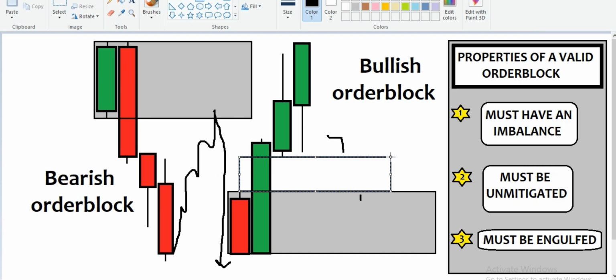Now, when I say the order block should have an imbalance, it means that there should be some kind of imbalance before the order block, you understand? There should be a space before the order block. I'll go to my chart now to give an example. Same thing goes here.